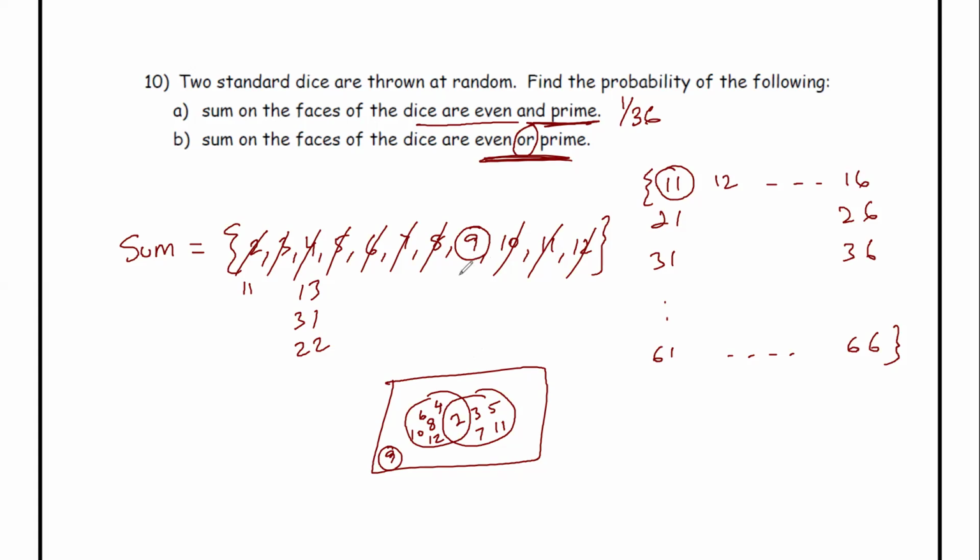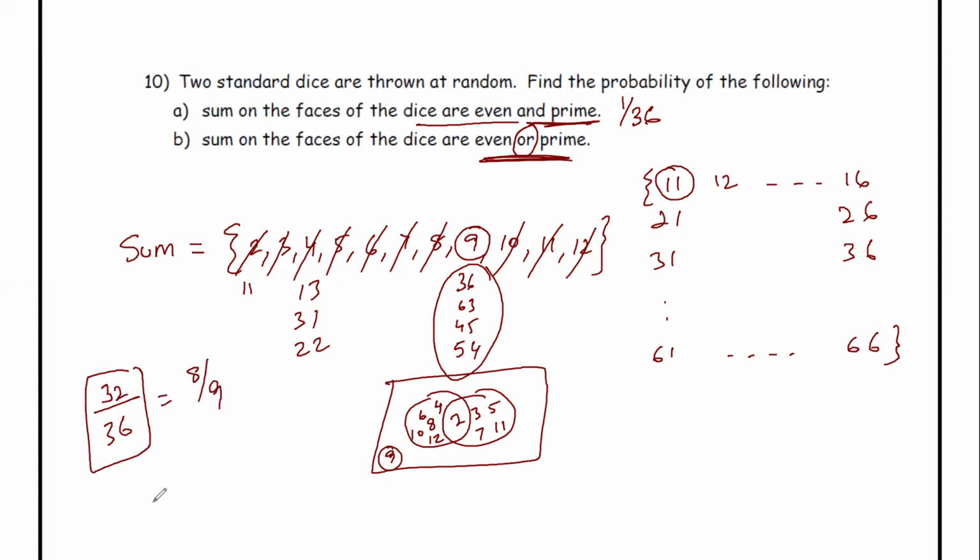So that is 3 6, 6 3, 4 5, 5 4. So out of the 36 outcomes, only 4 are not coming within A union B. The remaining are. So my answer is 32 by 36, which is 8 by 9. Got it?